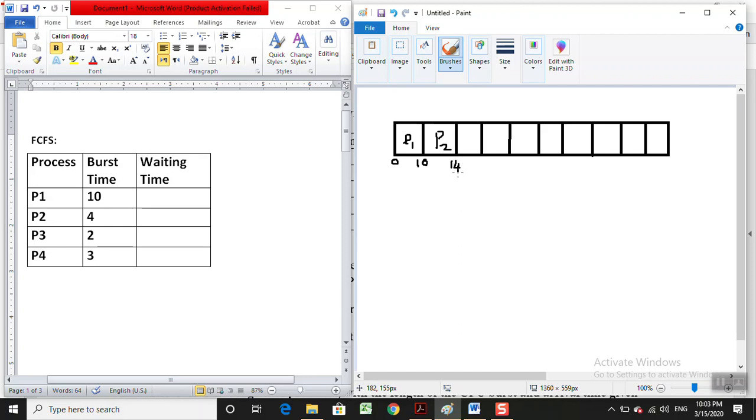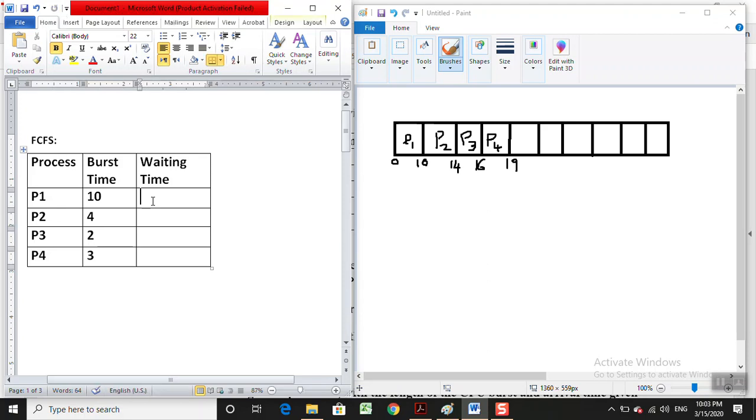Then P3 will arrive and start its execution at 14 milliseconds, and it will continue until its completion, that is 2 milliseconds, so until 16 milliseconds. Finally, P4 will be scheduled and it will complete its execution at 19 milliseconds. So what is the waiting time here for P1?